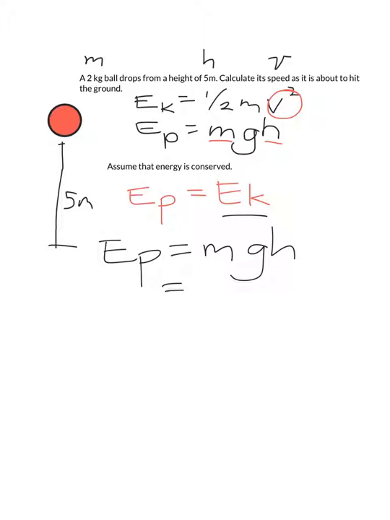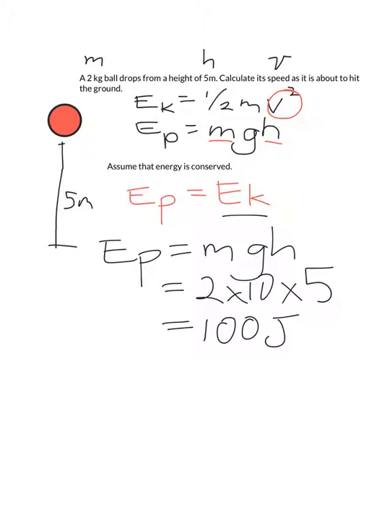mgh. So mass is, it's a 2 kilo ball. Gravitational field strength is 10, and the height the ball fell from was 5 meters. So we have 2 times 10 times 5. So we have 100 joules of energy being released.